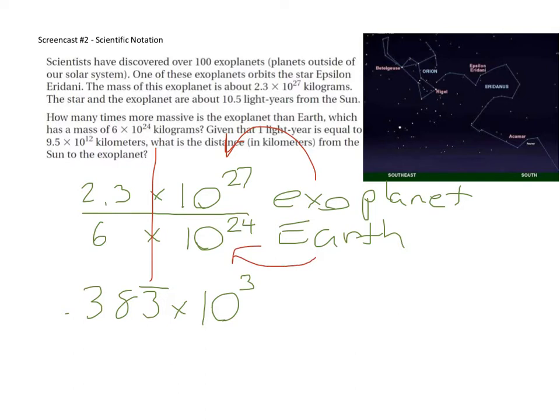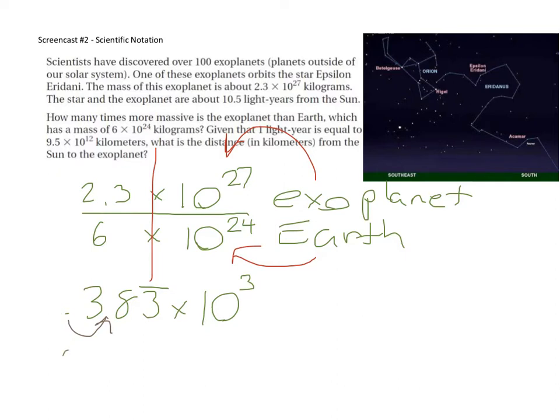Because remember, true scientific notation, make sure that this constant, this first number, is between 1 and 10, but not including 10 itself. Okay? So it can be 1, and it can go all the way up to 9.9 repeating, but it can't be 10. So, as we can see, 0.383 repeating is less than 1. So we have to move the decimal to the right 1 unit, because 3.83 repeating is between 1 and 10.